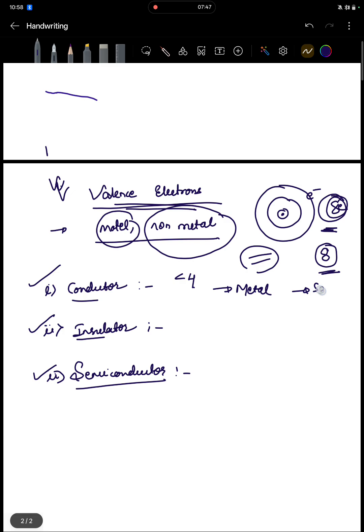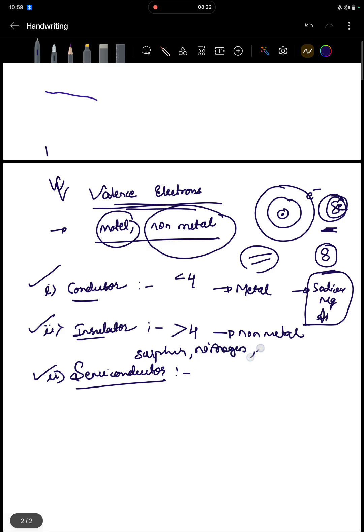Examples: sodium, magnesium, aluminium are the examples for this, and these materials have 1, 2, 3 valence electrons respectively. And what about the insulator? If the valence electrons are more than 4, then the material is usually a non-metal or insulator. For example, sulfur, nitrogen and neon, which have insulating properties.